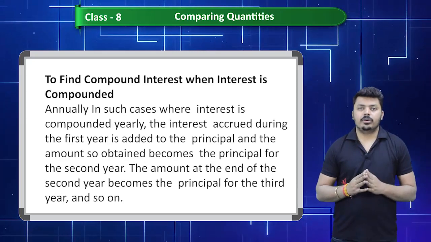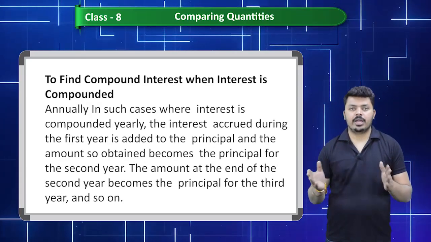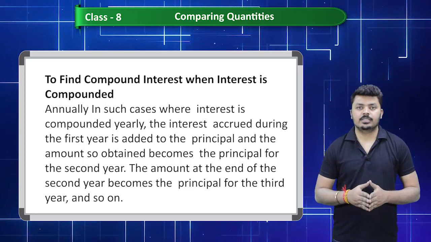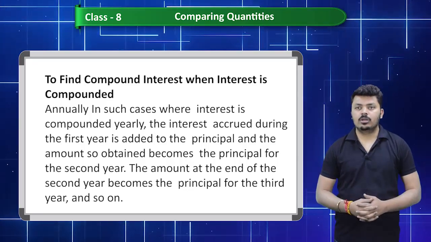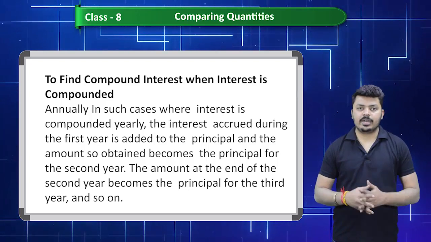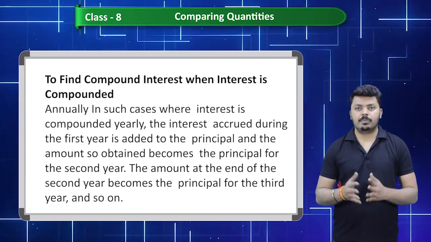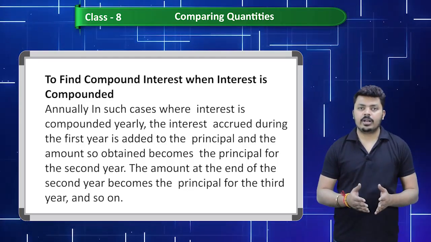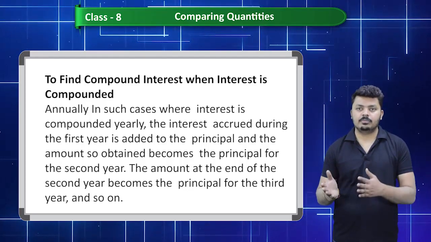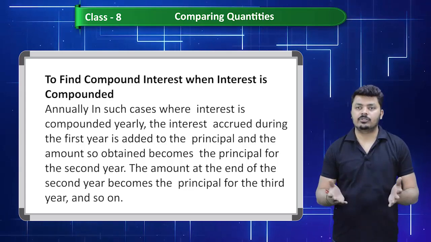To find compound interest when interest is compounded annually. In such cases where interest is compounded yearly, the interest accrued during the first year is added to the principal and the amount so obtained becomes the principal for the second year. The amount at the end of the second year becomes the principal for the third year, and so on.